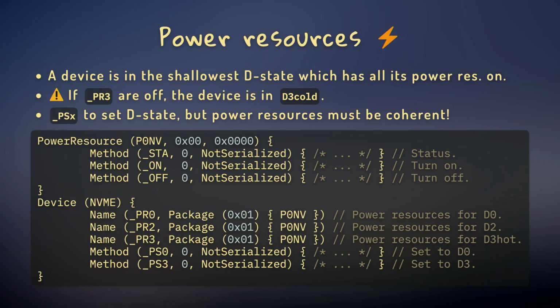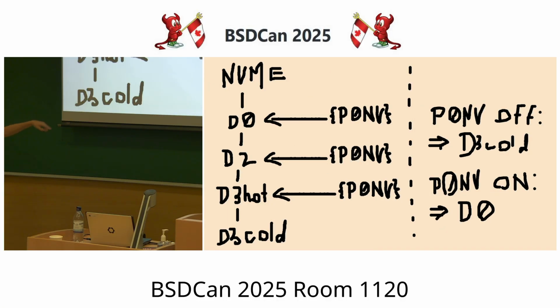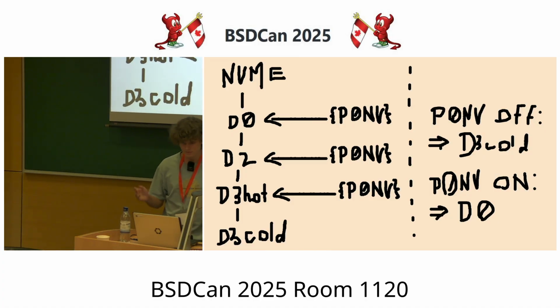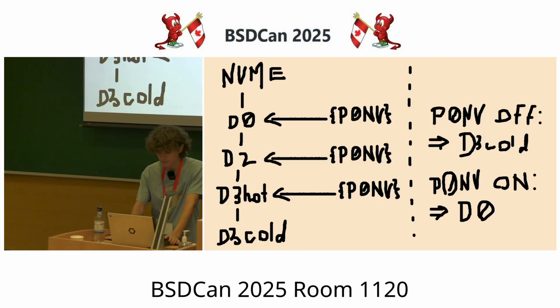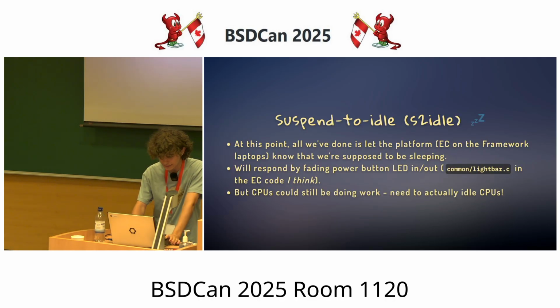Yes. So I have a little bit of a diagram to make this a bit easier to understand. In this case, if the P0 NV power resource was off, then we'd be in D3 cold, because we're not in D0, not in D2, not in D3 hot. But if it was on, the shallowest one which depends on it is D0, so it means that we're on. So in this case, the NVMe device can either be on or off, depending on if P0 NV is on or off. Sometimes you've got more complicated situations, but most of the time it's pretty simple, like this. Right, so these are 2 patches to do that.